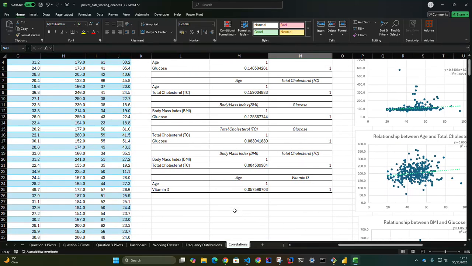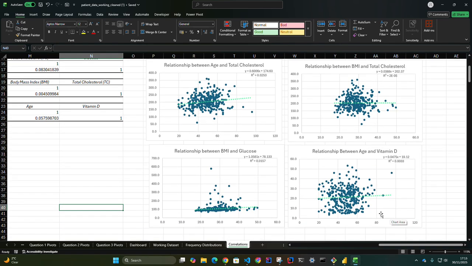For my last relationship, it is age and vitamin D. You can see it's also very weak with 0.057. If I go to my scatter plot, there is a slight increase in vitamin D with age, but it's not very meaningful at all. So I would suggest that vitamin D does not rely on age at all.